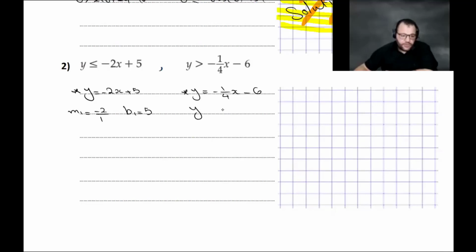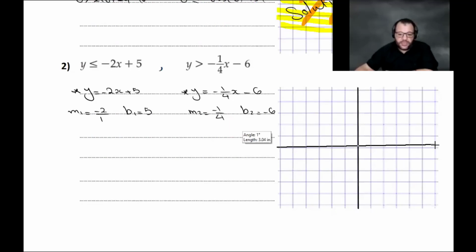Sorry, the slope m2 is equal to negative 1 over 4, and b2 equals negative 6. Now we need to graph. That is the coordinate plane. I will make the vertical scale 2 units. The vertical is 2. Okay?